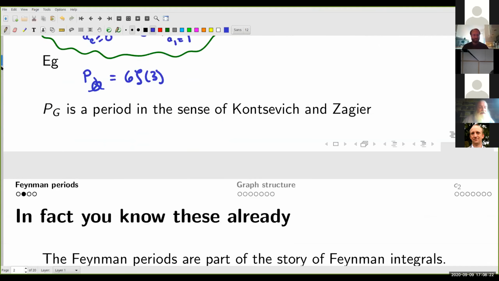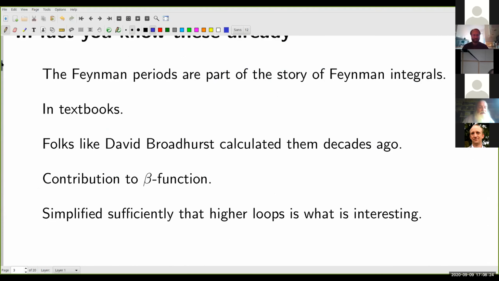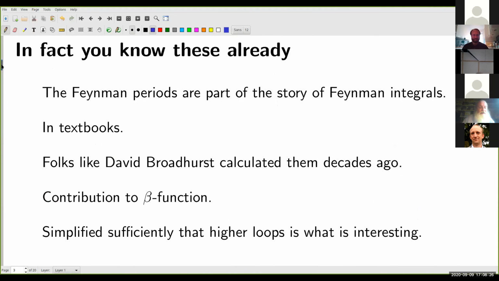Okay, why are we talking about this thing? Or you might say, okay, it's actually really time to go have a coffee or something. For me, it's almost time for lunch. Because in fact, we already know these things, right? They're part of the story of Feynman integrals. And why are they part of the story? Because, well, you can go look in some textbook that you like that does some Feynman integral calculation. And sure enough, you will see, look, what are these things?